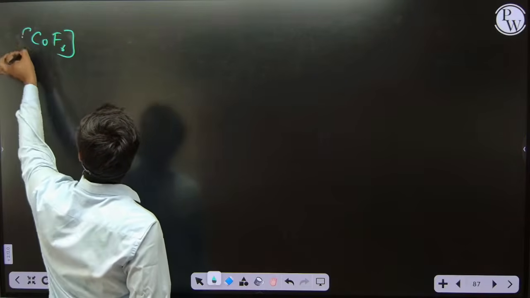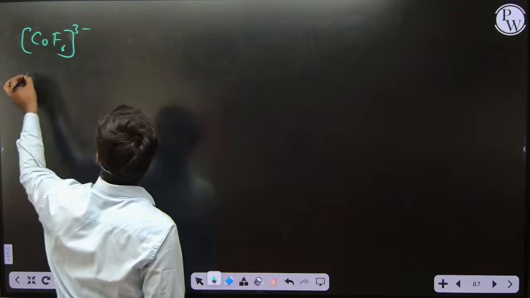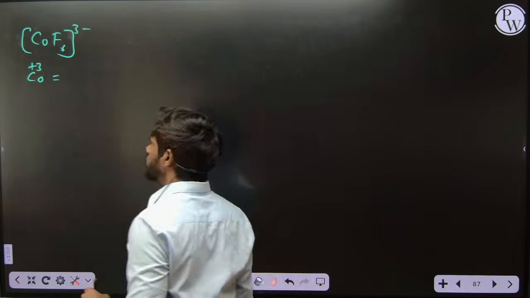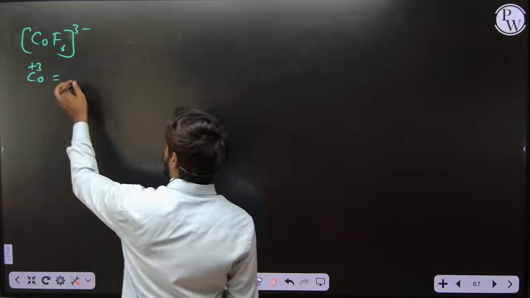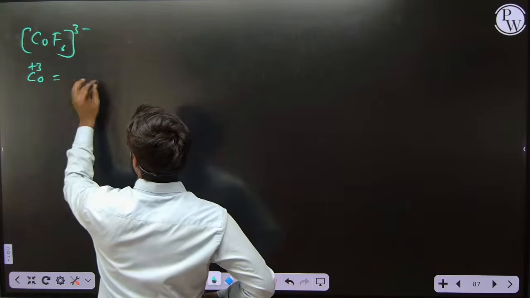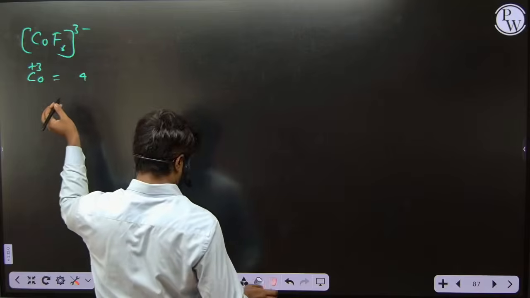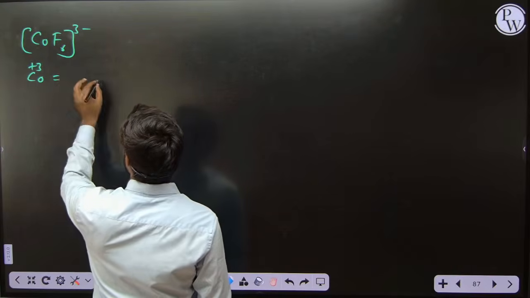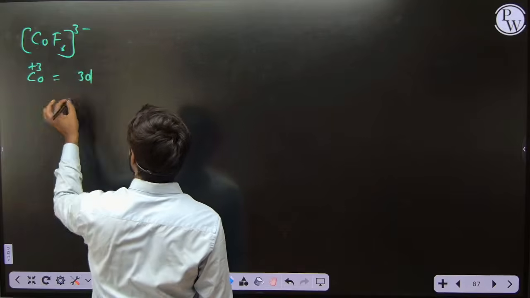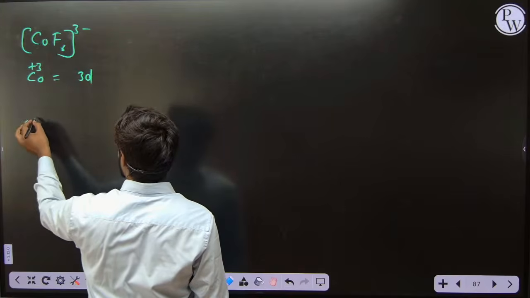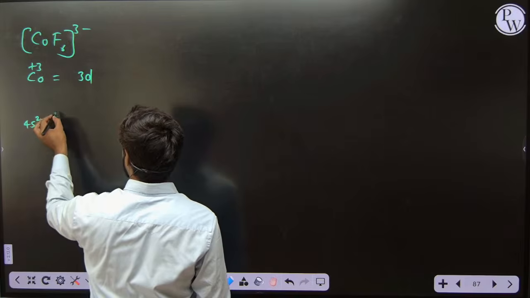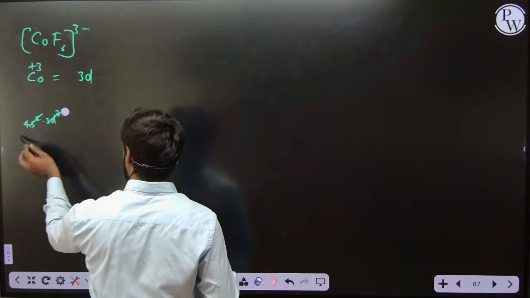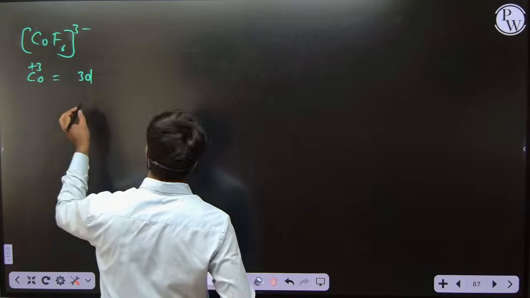Okay, let's see the next example, that is CoF6 3 minus. In this case, cobalt has a 3 plus configuration. So what is the configuration? Cobalt is 4s2 3d7. If we remove 3 electrons, it again becomes 3d6.